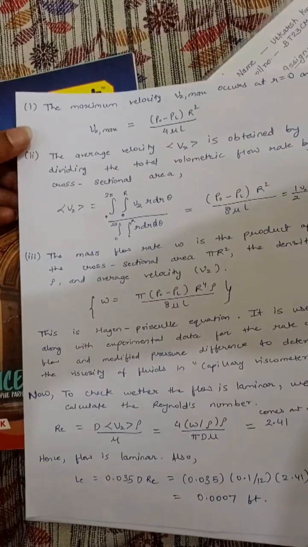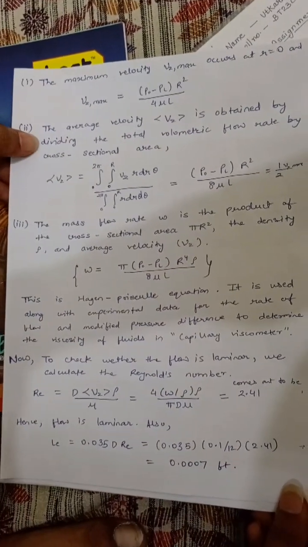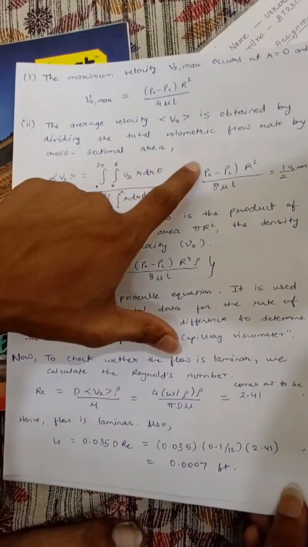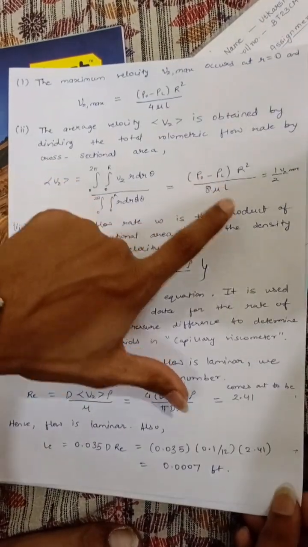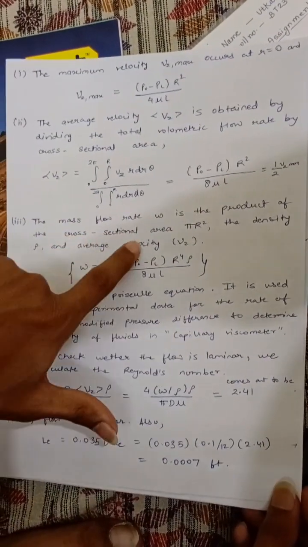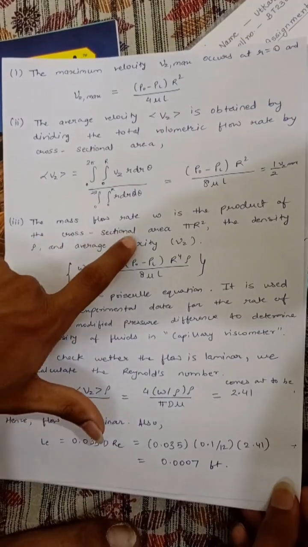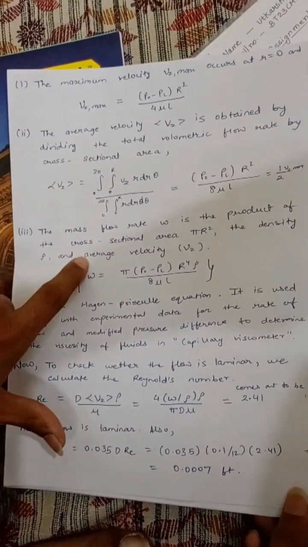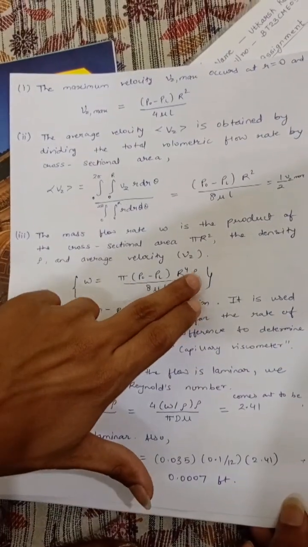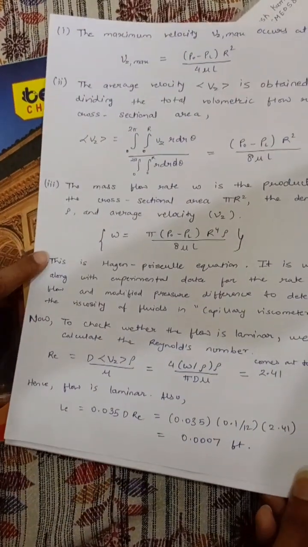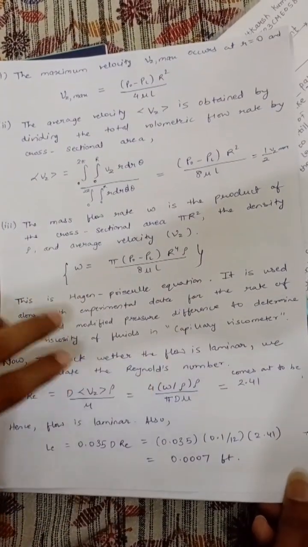So here the maximum velocity is given by this equation. The average velocity is obtained by dividing the total volumetric flow rate by cross sectional area. Okay, so now this is the expression for that. The mass flow rate W is the product of the cross sectional area pi r square, the density rho, and average velocity Vz. So W is equal to pi (p0 minus pL) r to the power 4 rho upon 8 nu L. This is the required Hagen-Poiseuille equation which we derived.